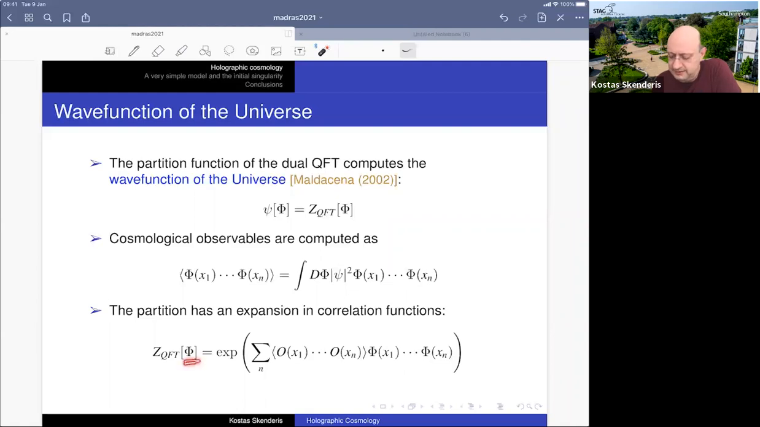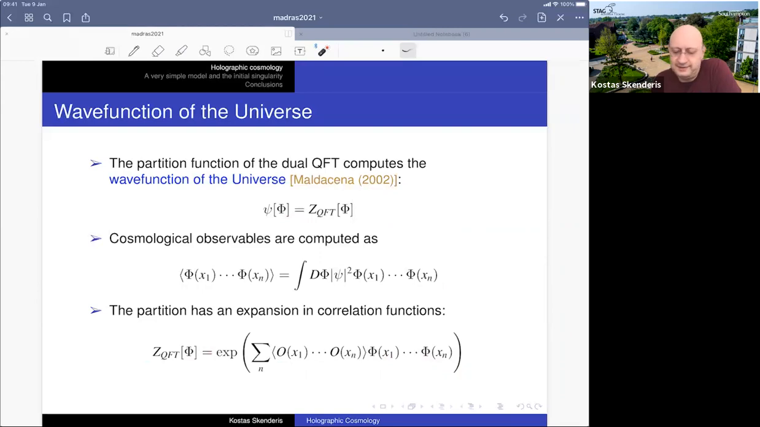So the phi's that appear here also act as sources over there. And then you can compute the wave function of the universe by just computing correlators in the dual quantum field theory. And then we compute this, we put it here, and then we compute the observables. So this was introduced by Maldacena in 2002 in his paper on the non-Gaussianities.